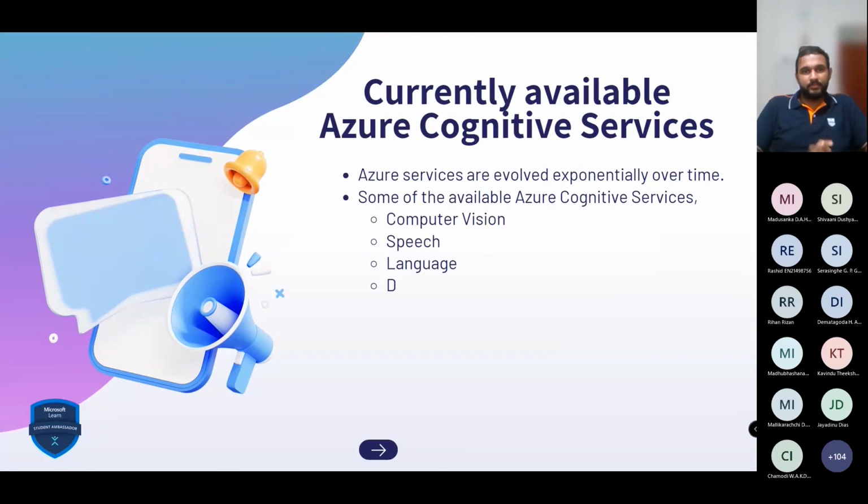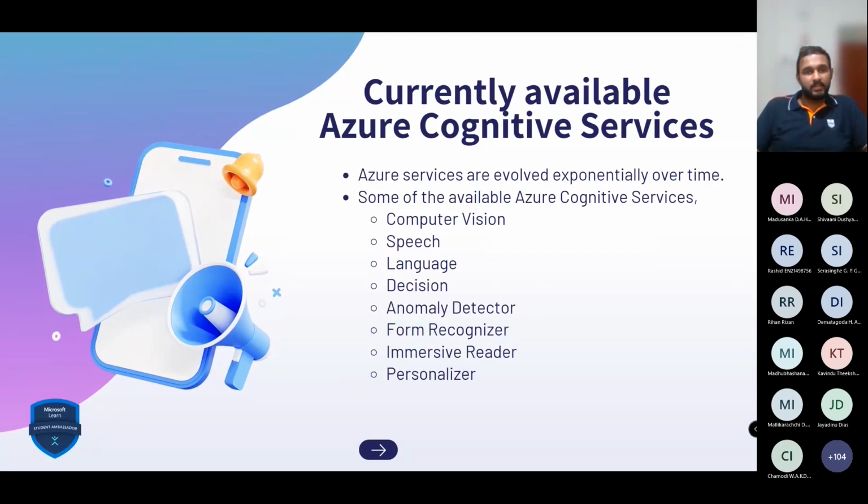You can see currently there are some Azure Cognitive Services available. So computer vision and the other things. Let us take one by one. So let's get the first point. Azure Cognitive Services have evolved exponentially over time. So it's actually a fact, right? You can see these AI and machine learning concepts are getting expanded day by day.